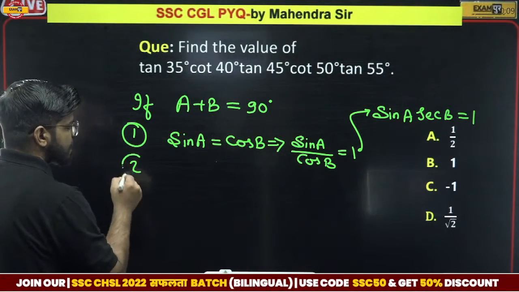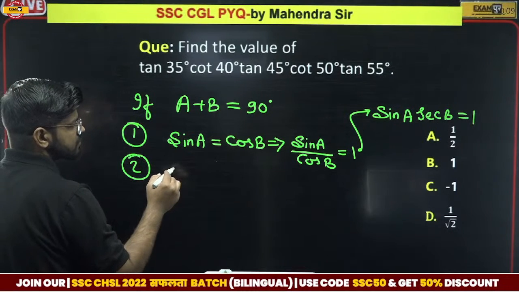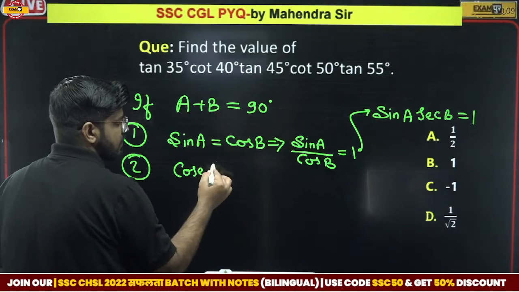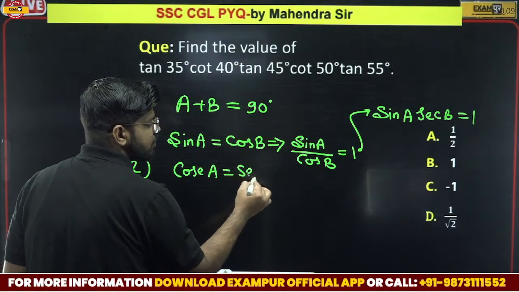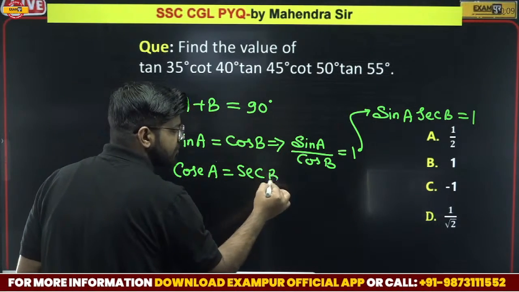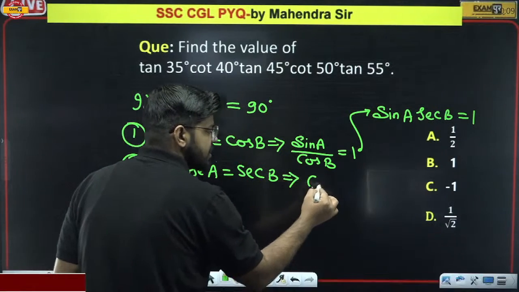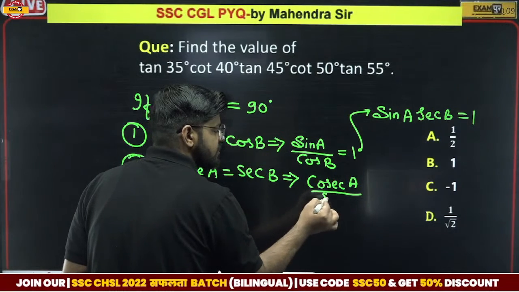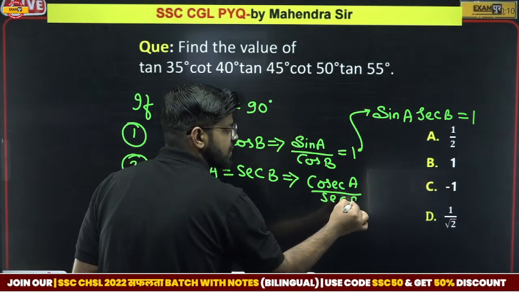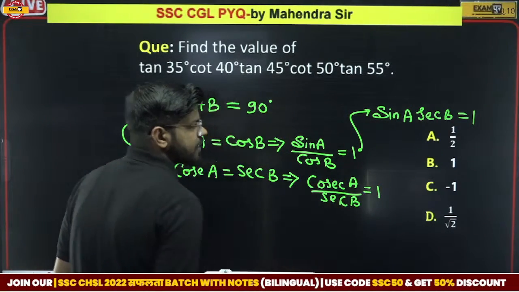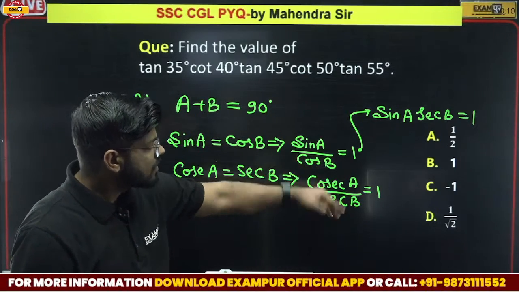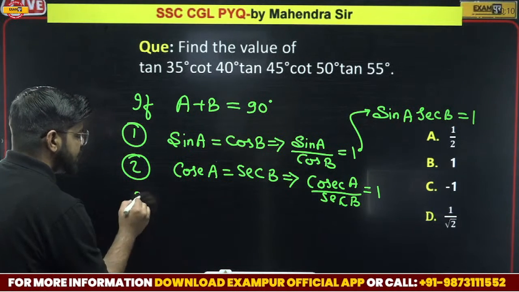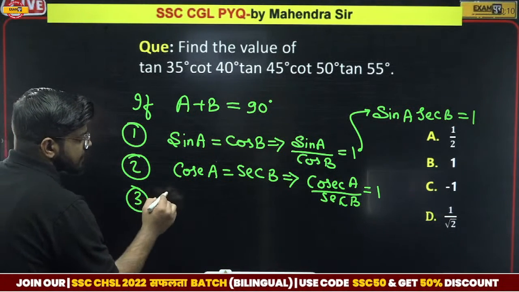Similarly, if we have cosec A, it will be equal to sec B. Similarly, cosec A by sec B is equal to 1, and similarly cosec A cos B is equal to 1. Okay, similarly what will we get here? And the third term is what?